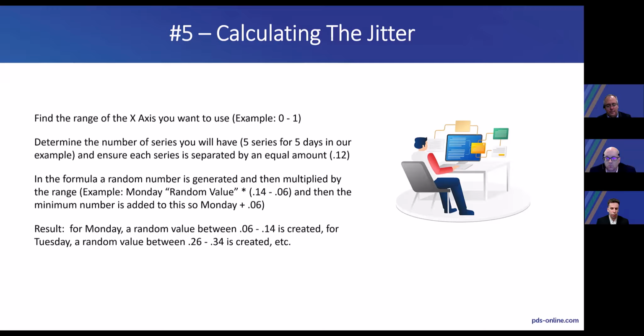So in that chart we did 0 to 1. You want to find out how many series you're going to use. So we did 5, for 5 days a week, and then you want to make sure that each range that you're using for each series is equal, and the distance between each one is equal. So when you make that formula, it'll make sure that each of the jitter ranges that almost look like bars are the same width and separated an equal amount throughout the chart.